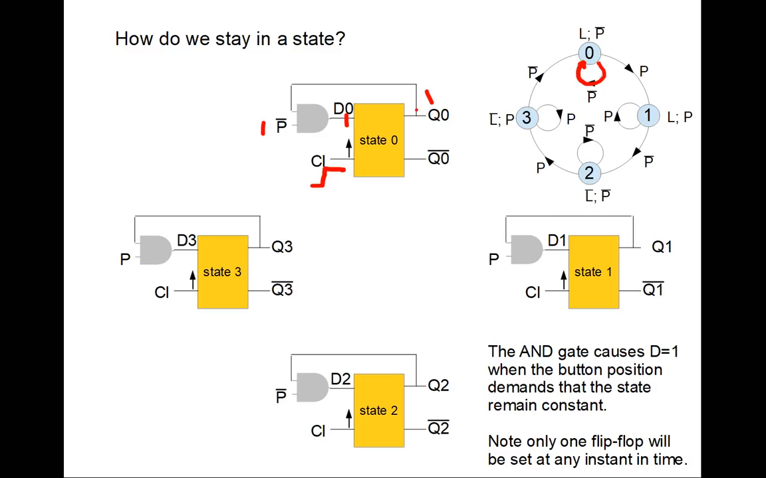Okay, so how do we leave state 0? We leave state 0 when P becomes 1. When P becomes 1, then this AND function says we have a 1 here, a 0 here. Now D0 is going to be equal to 0, and now we'll transition from a 1 to a 0, so we'll leave that state. The same argument will hold for state 1, which would be this loop, state 2, and state 3. So now we have simple logic gates that will keep us in the state until it's time to leave the state. And the way that we leave the state is on whether the button is pressed or the button is not pressed. That determines it.